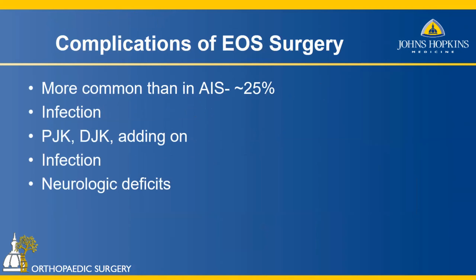Early onset scoliosis surgery has more complications. About 25% or more of patients will have some complication during their treatment. That's either an infection, as you can imagine from the multiple surgeries, or some kind of growth-related deformity, PJK, DJK, adding on, or a neurologic deficit.